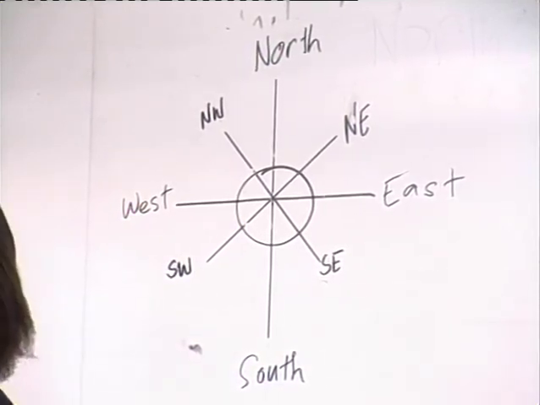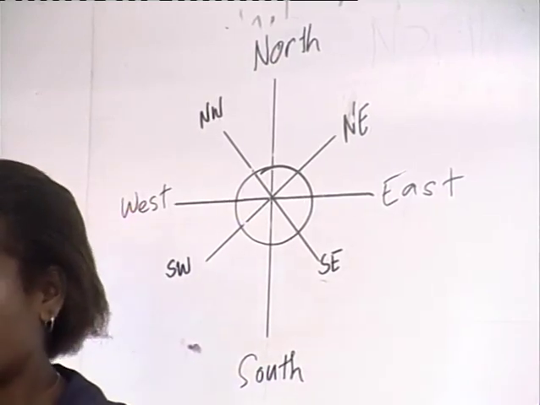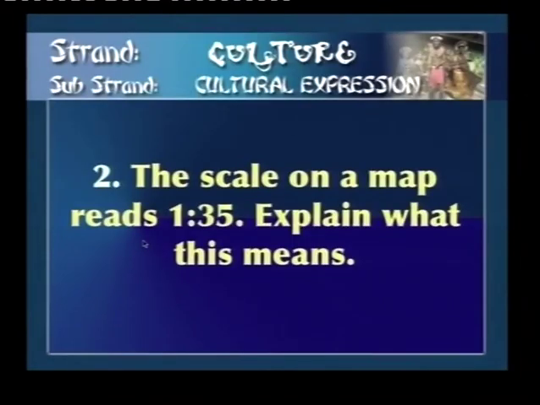Number 2, next question, please. It reads, the scale on the map reads 1:35. Explain what this means. 1:35, that's the scale on a map. Receiving students, what does this scale mean? Can you write it down, please? Or explain what it means. 1:35, the ratio. What does that mean?